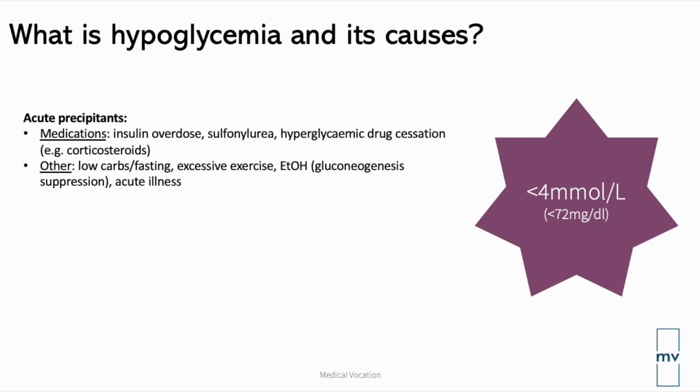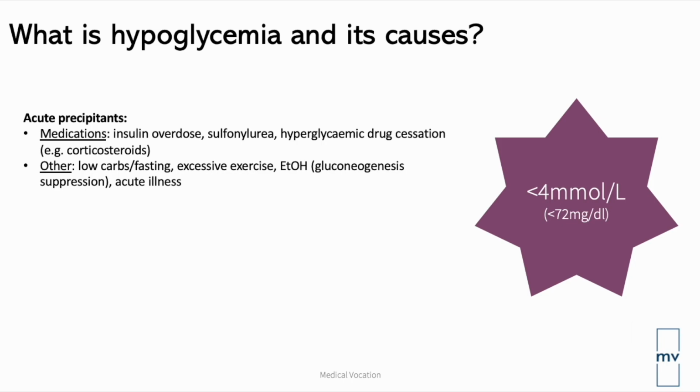Now, there are various acute precipitants to hypoglycemia. I've categorized this into medications and non-medications. In terms of medications, the most common one is insulin. As you may recall, insulin causes glucose to go inside the cell, and hence there's less glucose in the bloodstream, and so you have low blood glucose levels and hypoglycemia.